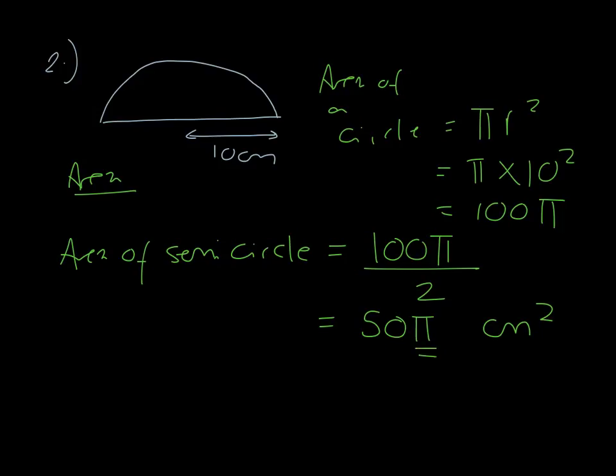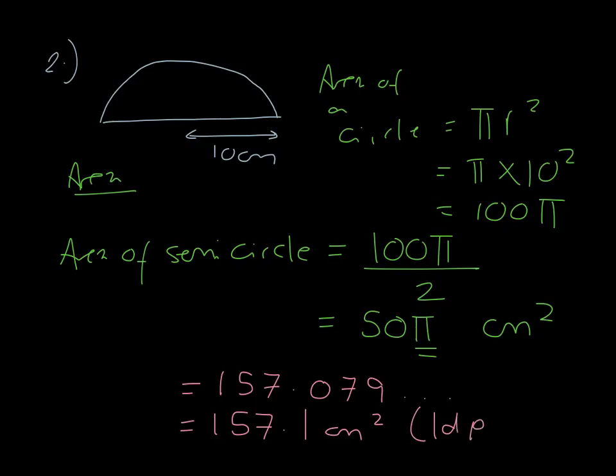If we want to convert our answer to a decimal, that works out to be 157.079..., which we can round to 157.1 centimetres squared to 1 decimal place.